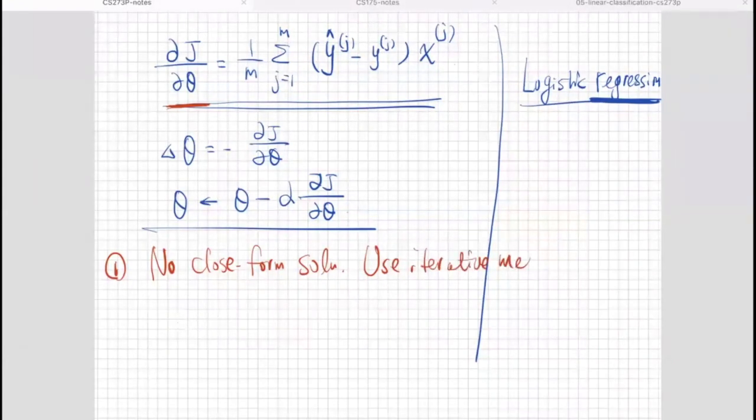So unlike in the case of linear regression, you might argue that you could solve a system of linear equations to derive the solution, but here you do not have that. So that's one main thing to mention.